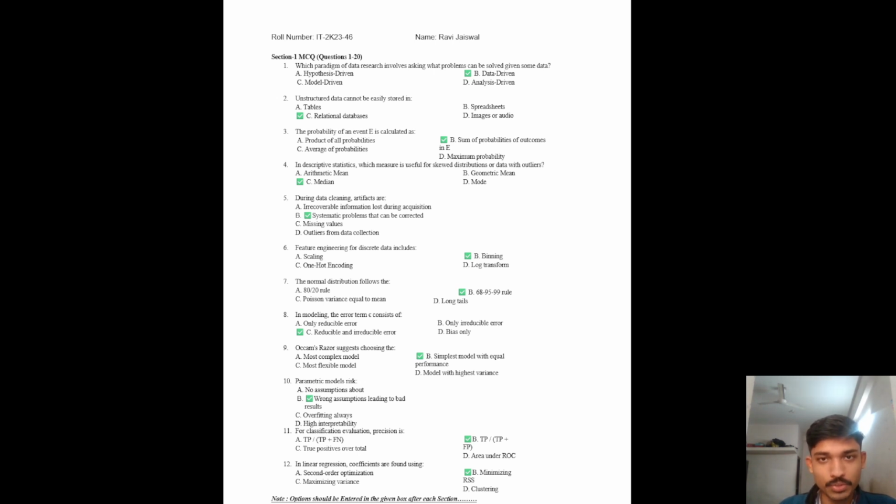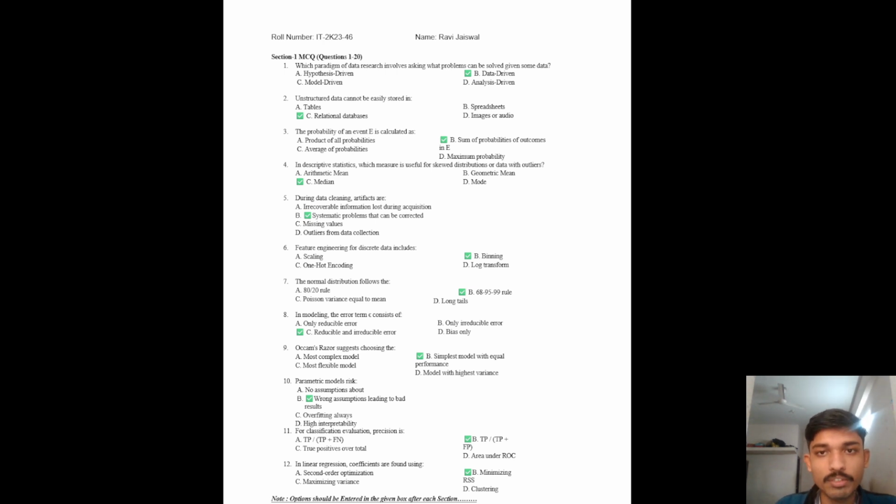This is an objective question type paper, so we will discuss the point to point answer, and I will define also why this answer is suitable for a particular question. So let's begin. The first question is: which paradigm of data research involves asking what problems can be solved given some data? The correct answer is B, because data driven programs generally tell what problems can be solved given data.